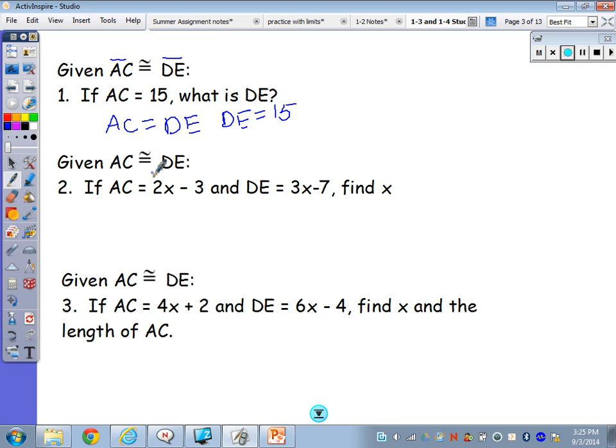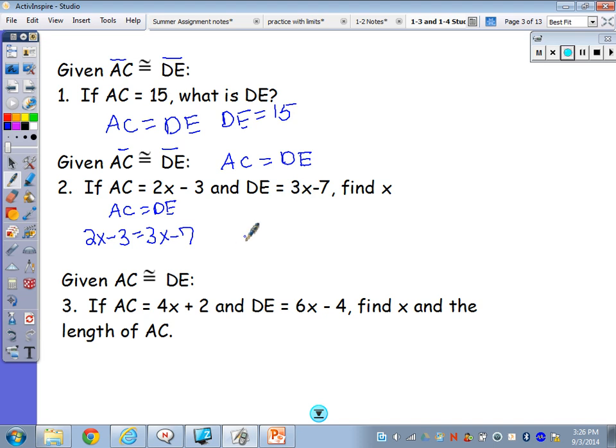They're going to give us expressions, like 2x minus 3 and 3x minus 7, and they're going to ask us to find the value of x. On this, they said AC is congruent to DE. So again, that means the length of AC is equal to DE. And here, they're saying AC is 2x minus 3 and DE is 3x minus 7. So if AC is equal to DE, I'm going to replace AC with the expression that is equal to it, 2x minus 3, and replace DE with 3x minus 7. Since they're equal, I'm setting these two things equal to each other.